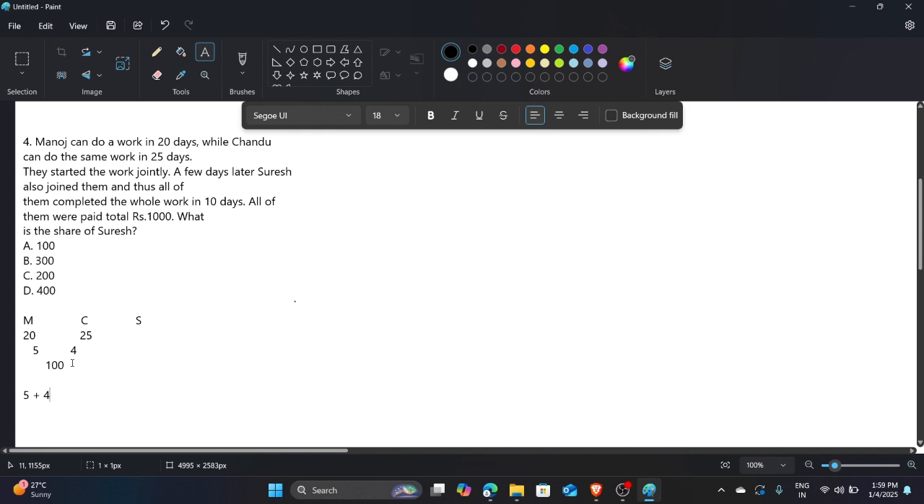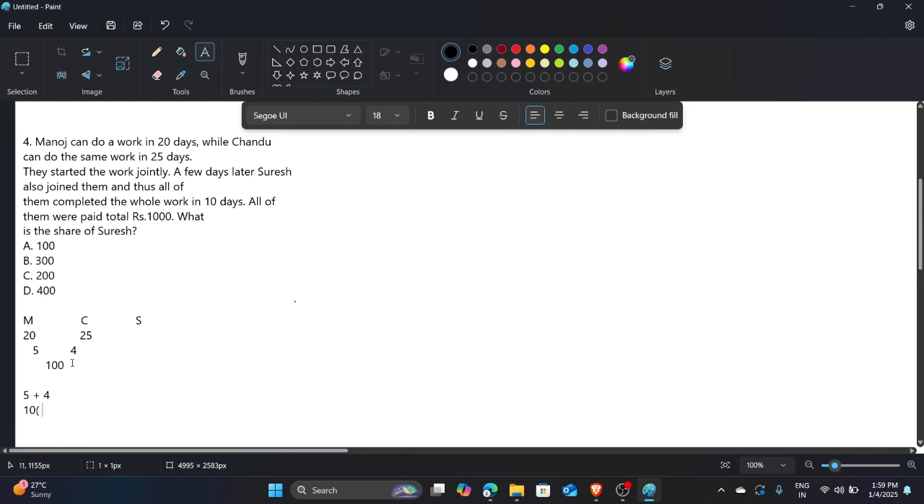Okay, Manoj can do the work in 20 days, while Chandu can do the work in 25 days. The total work is 100 units, no problem. They start the work jointly. A few days later, Suresh also joined them. How many days, they don't know. They had done some work, but a few days later, when they completed the whole work in 10 days. Okay, so we consider 10.